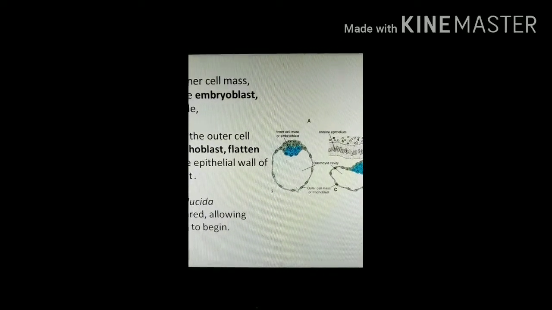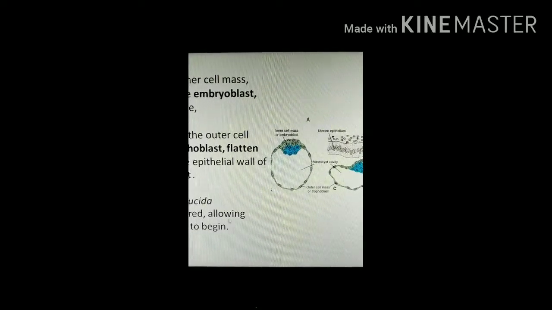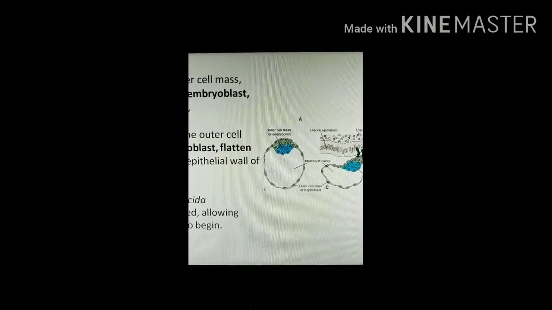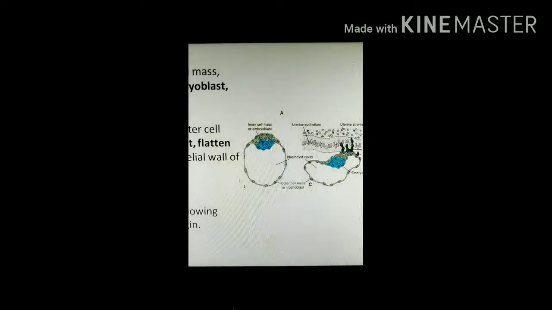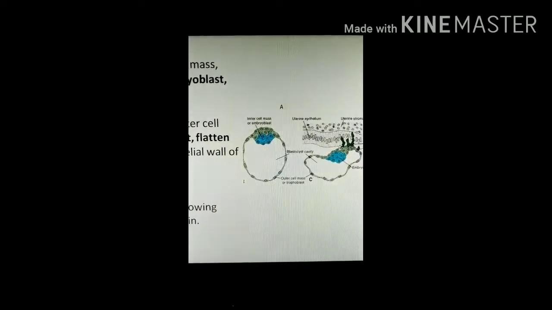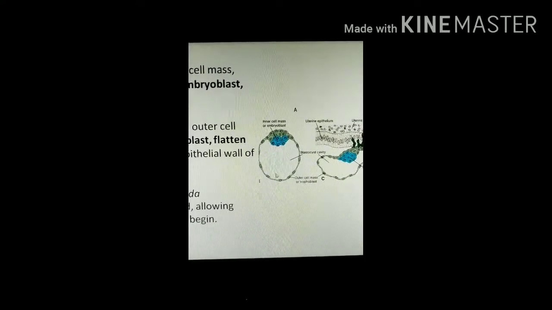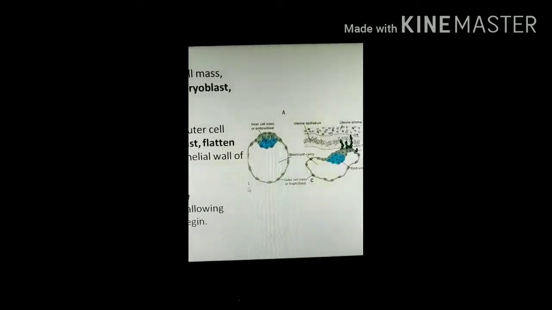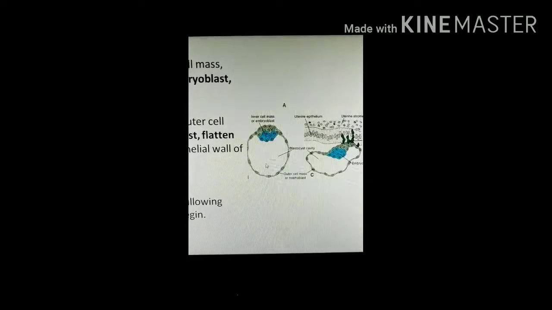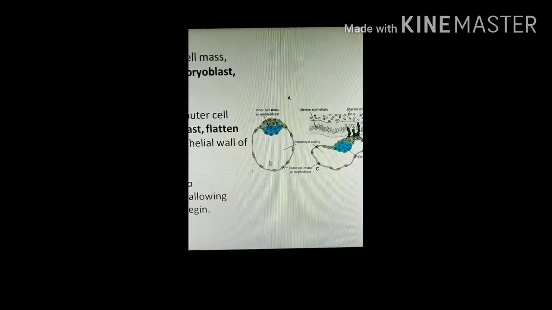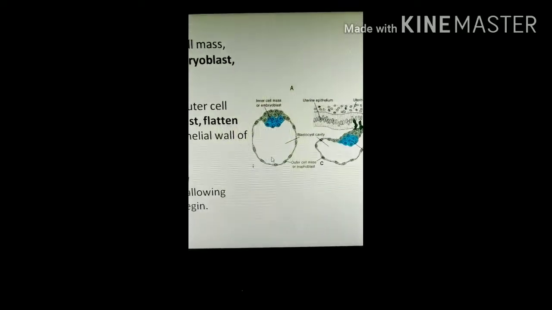At this moment, the zona pellucida disappears, and this allows the implantation of the blastocyst. So the main difference between morula and blastocyst is that the morula has a zona pellucida, while in the blastocyst the zona pellucida has disappeared. The first requisite for implantation is that the zona pellucida should disappear.